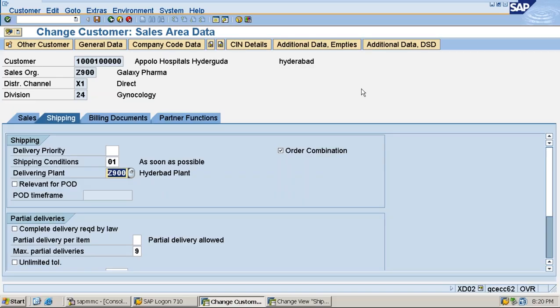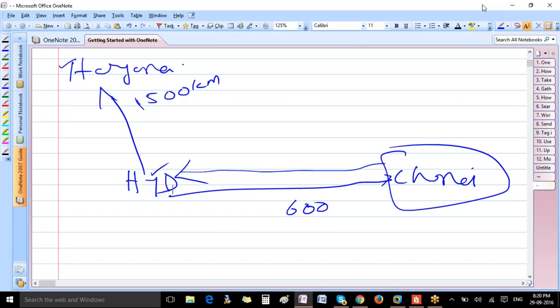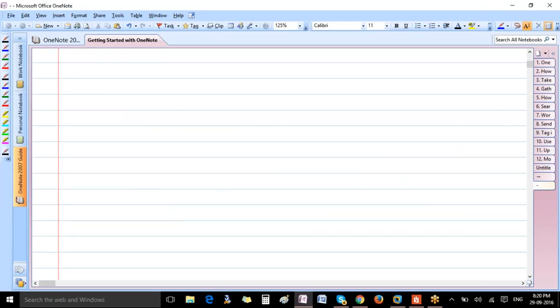Okay. So one customer should be under one sales organization. You can see here Z900X124 under one sales area, and one customer by default should also be assigned to one plant. Okay. So this is an important interview question and concept: how a plant is determined into a sales document.